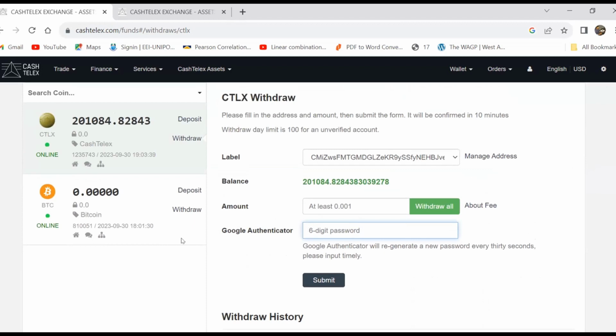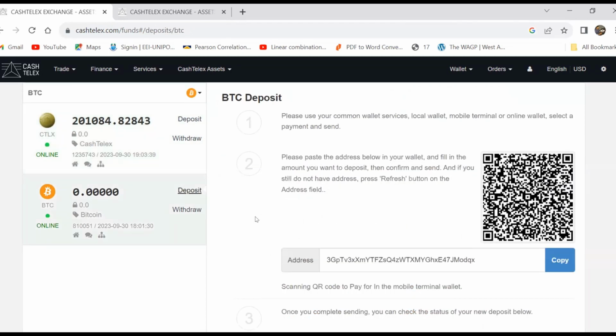So let's go to Bitcoin, because we are pairing CTLX with Bitcoin for now. So if you want to deposit into your Bitcoin, because most times I buy most of my CashTelex coins using BTC deposit and all that. So the first thing you do is that this address here is unique to me.